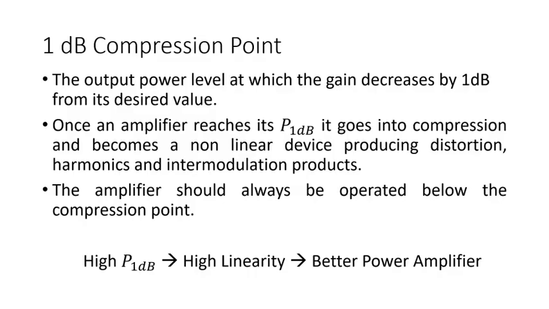Most of the linear amplifiers have fixed gain for a specific frequency range. Now if you plot a graph between the output power and the input power, you will see a linear slope, a linear graph. The slope of this line is called the gain.